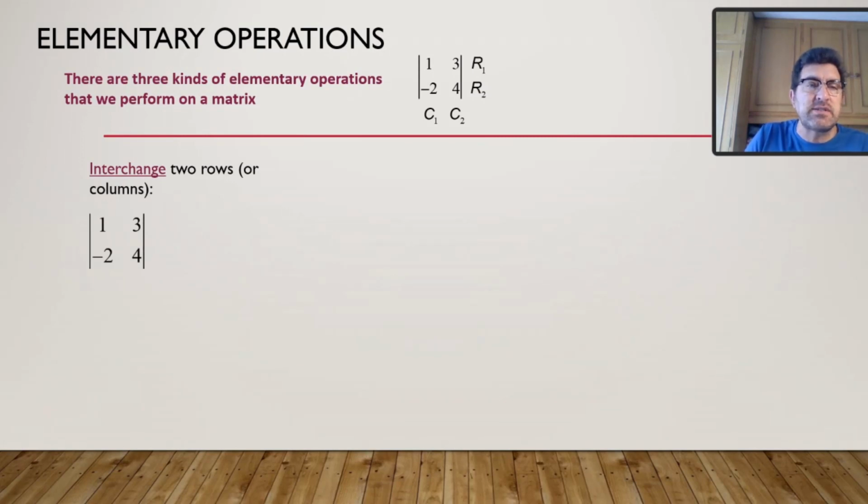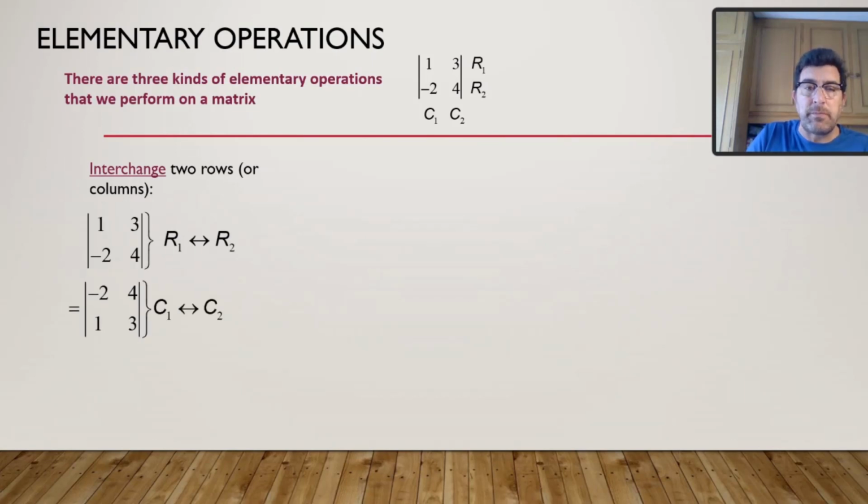So you'll see the matrix is row 1, 3, minus 2, 4. If I interchange the two rows, the minus 2, 4 becomes the first row, the 1, 3 becomes the second row. And if I interchange columns for that matrix, it means that the column that has a 1 and a 2 in it, and the one with a 3 and a 4 swap around. So we'll see the 4 over 3 becoming column 1, and minus 2 and 1 becoming column 2. So we can swap rows and columns as we need.